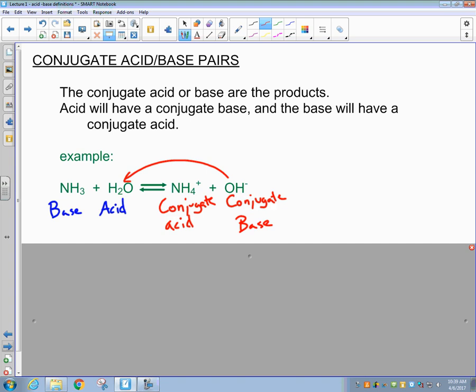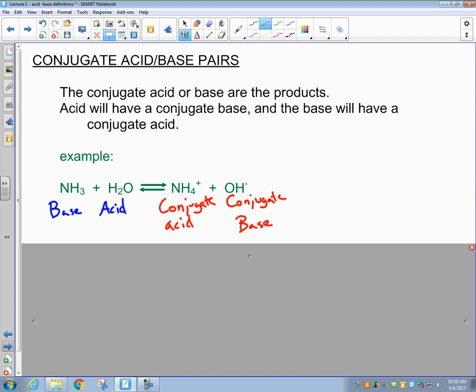Conjugate acids and conjugate bases are only used on the product side of a chemical equilibrium and always refer to what is happening with the acid and base in the reverse rate of reaction.